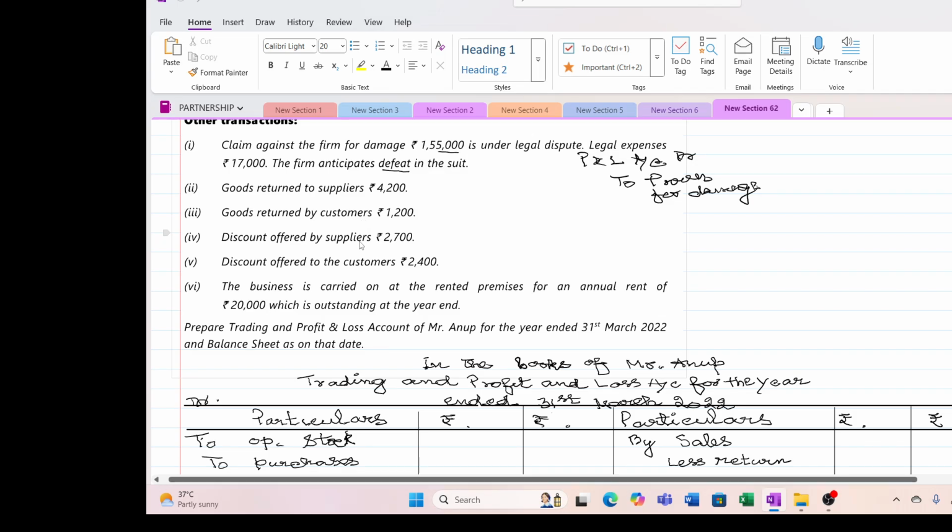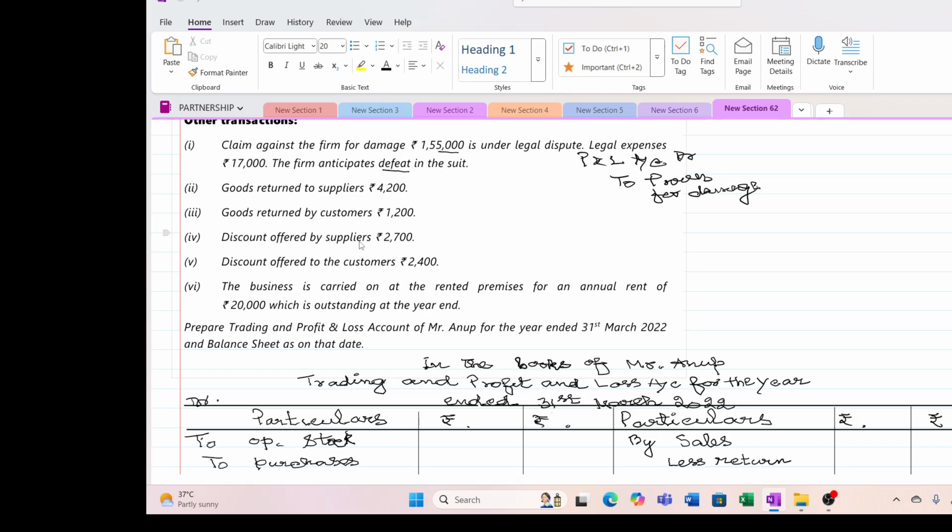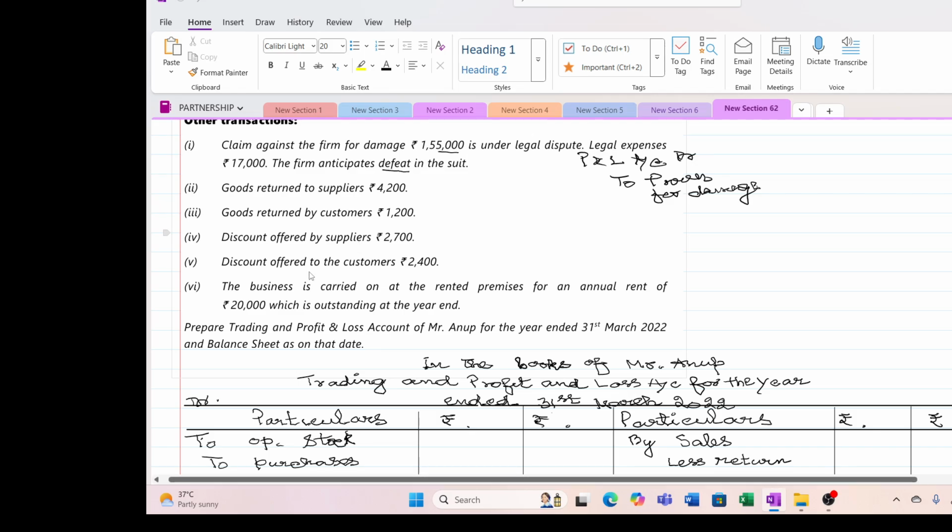Discount offered by suppliers. Supplier gave it, so it is a discount received. Discount offered to customers. Always when you see the "to" in English, it is "customerக்கு" in Tamil. Okay. So we have given the discount. That is the discount allowed.